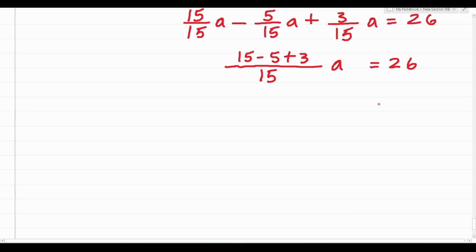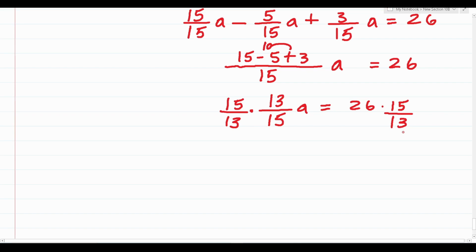All right. And let's go ahead and work this out. 15 minus 5 is going to be 10. 10 plus 3 is 13. So this is 13 over 15 a equals 26. Again, we've seen this part of this problem already. We want to clear this fraction in front of our letter variable. So we're going to multiply this fraction by its reciprocal, notably by 15 over 13. And we're going to do that to both sides of our equation here. This crosses out here and here, leaving us with a.